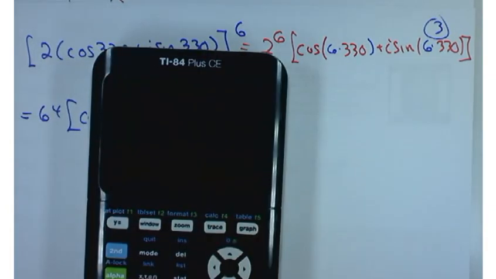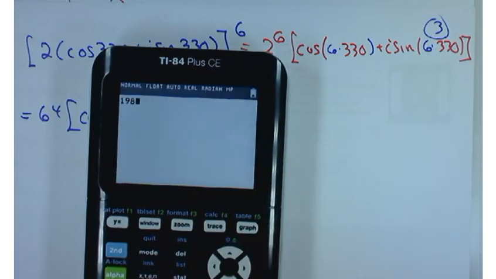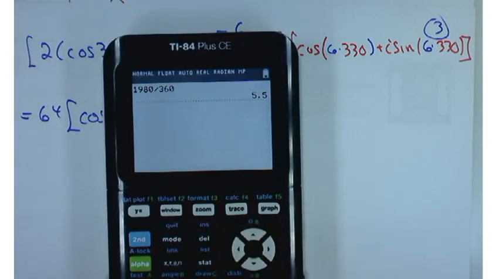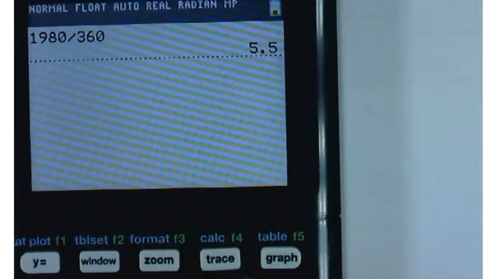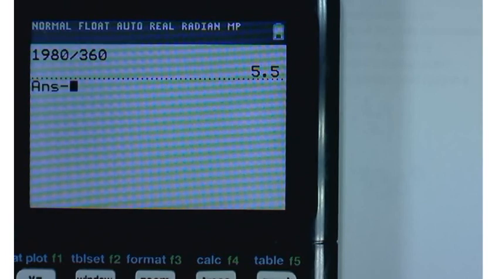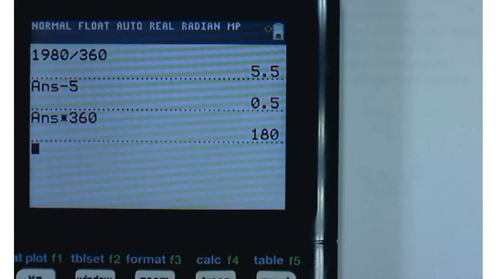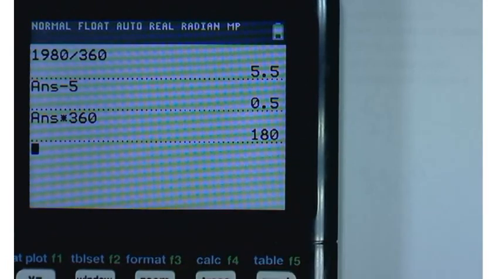And here's what I would suggest. Let's take 1980 and divide it by 360. You get 5.5. So what this is saying is that that angle is really 5 times around the unit circle and then a little bit more. So if I subtract off the 5 times 360, I find that it's really equivalent to a 180-degree angle.